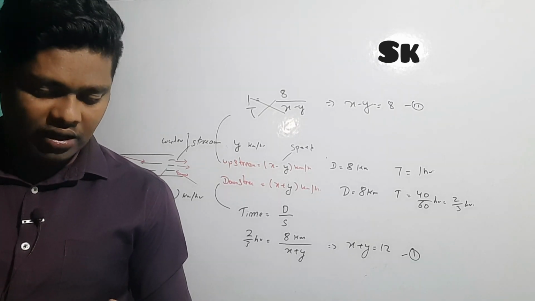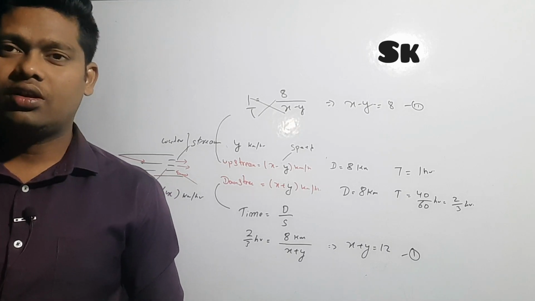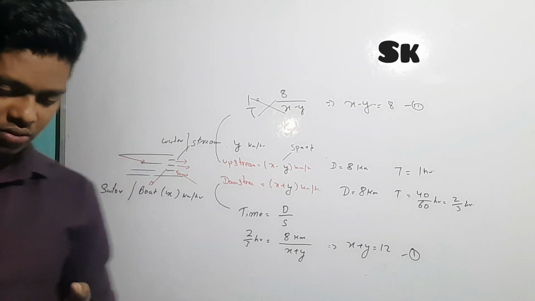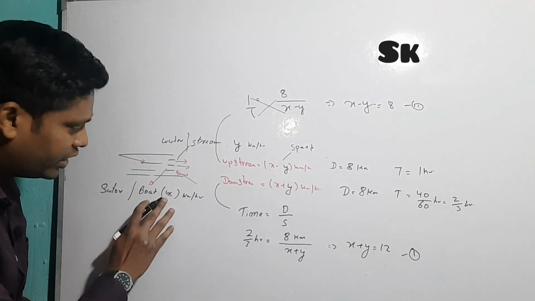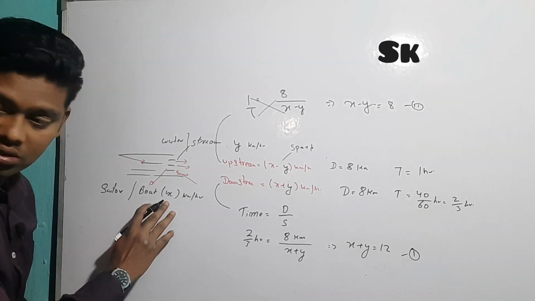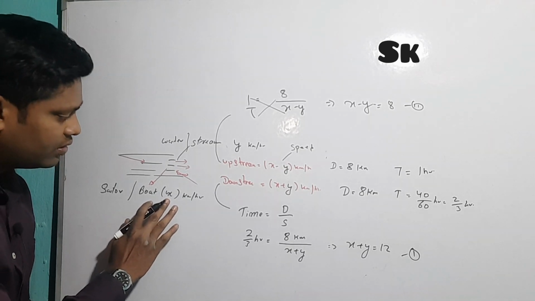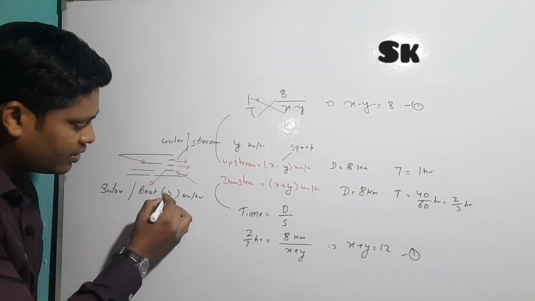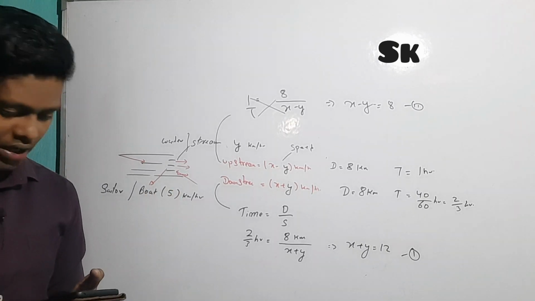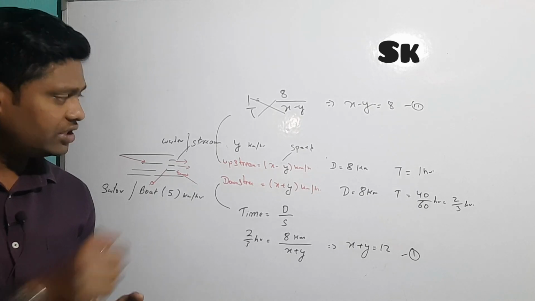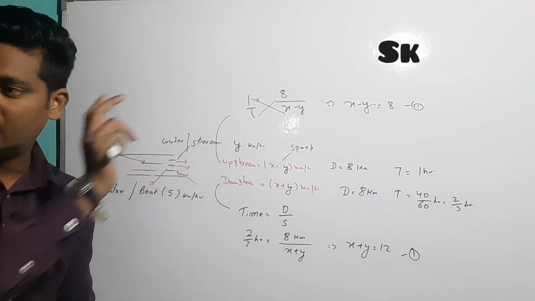So here 5 kilometer is the speed of the person, or what? The boat. They gave you this value, 5 kilometer per hour. And for the stream they have not given you any speed, so leave that one as it is.